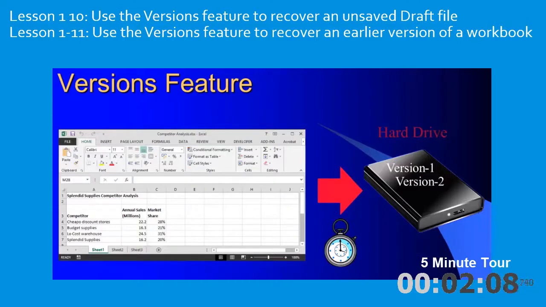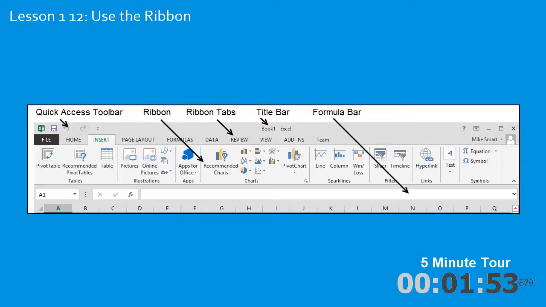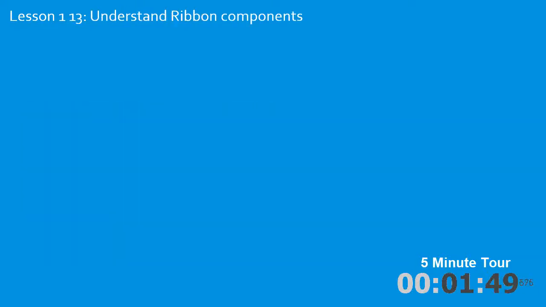I'll show you how to set it up so that Excel is constantly saving backup files automatically in the background. And then you'll never lose a workbook ever again if there's a power cut or simply if you forget to save a file. In Lesson 1.12, I'll introduce the ribbon, and in Lesson 1.13, I'll introduce the ribbon components one by one.